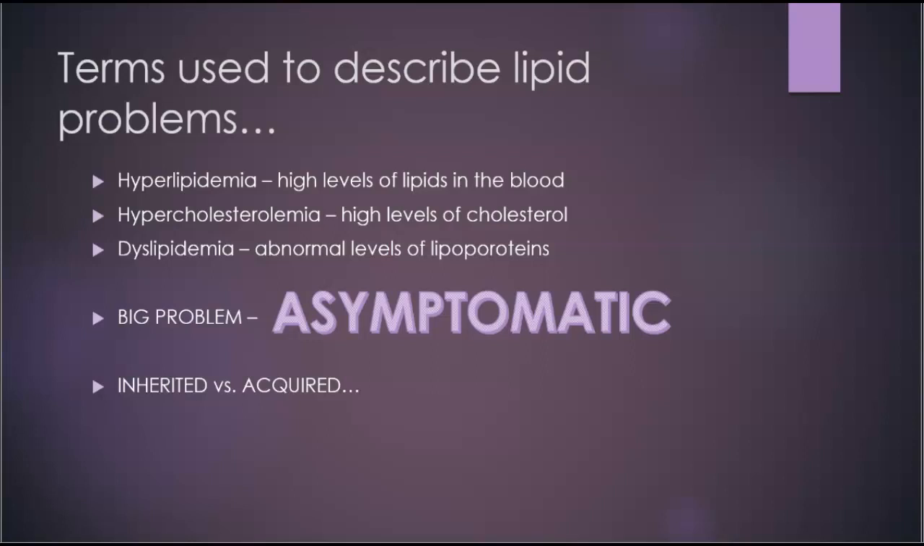Hypercholesterolemia is high levels of cholesterol. Remember, emia is blood, and dys is bad. So dyslipidemia is abnormal levels of all lipoproteins or lipids. The big problem with these high levels of fats is that it's asymptomatic. No one's going to walk around saying, oh, I ate too much fat today, unless they have GI issues, which is totally separate. This problem is asymptomatic, meaning that nobody knows it's there, and it can be inherited versus acquired.